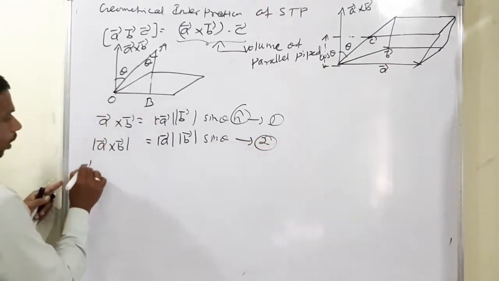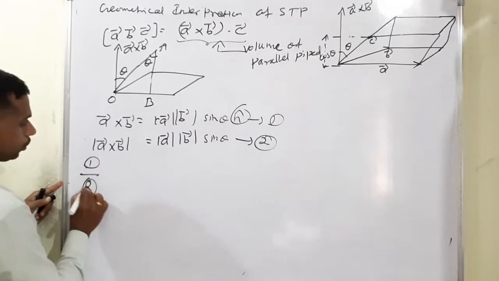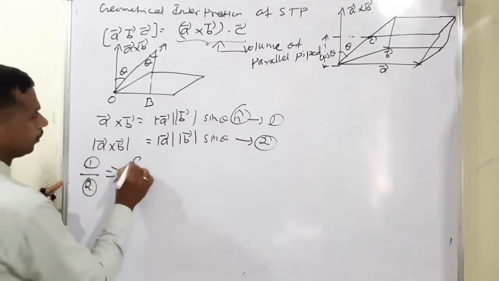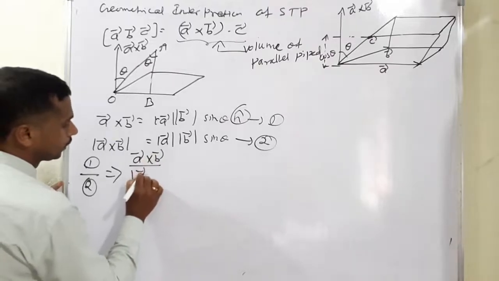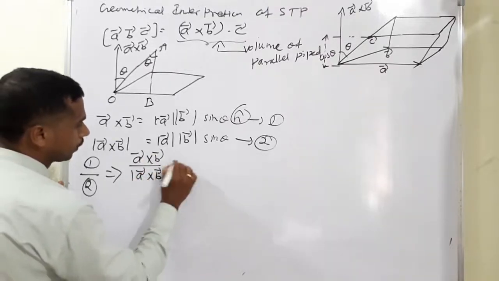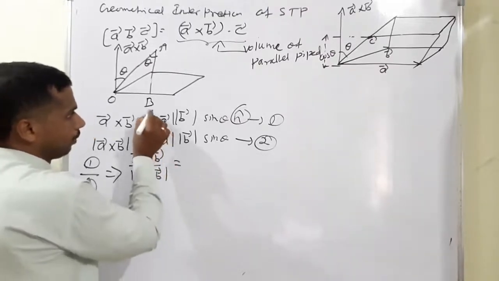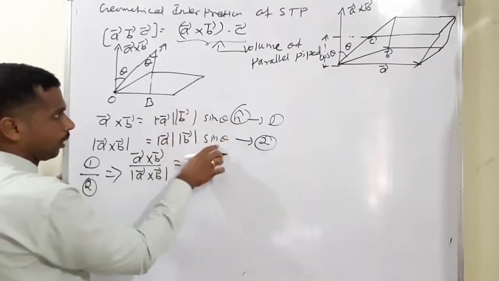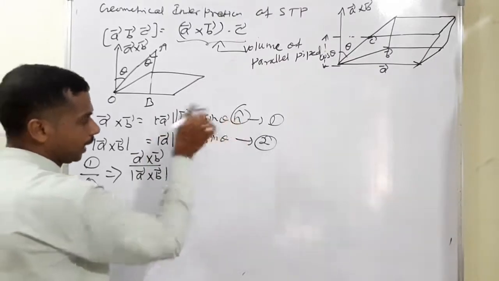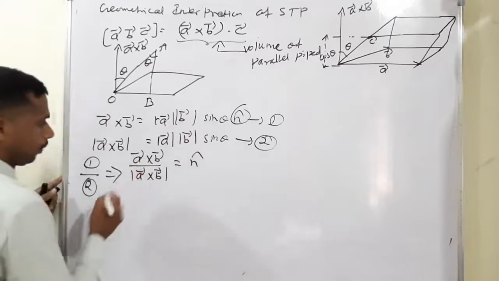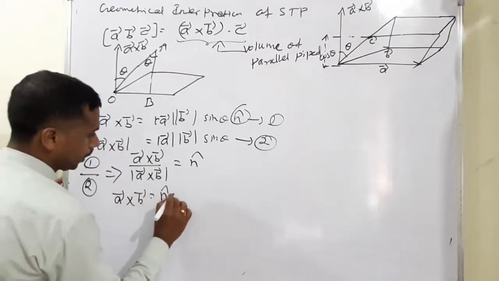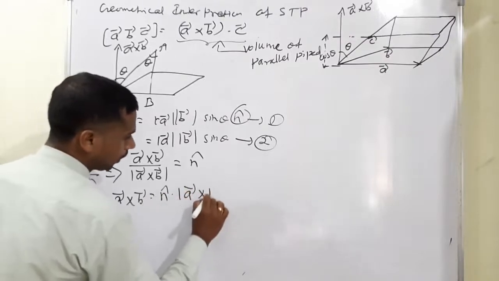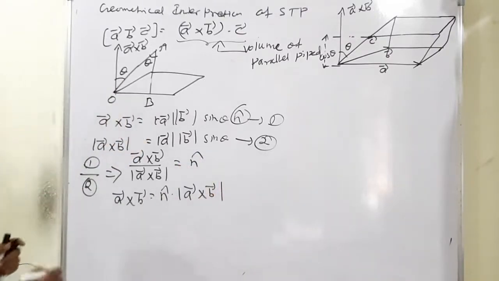Therefore, equation 1 divided by equation 2: A vector cross B vector divided by modulus of A vector cross B vector. The whole term cancels, and only n cap remains. Therefore A vector cross B vector is equal to n cap into modulus of A vector cross B vector.